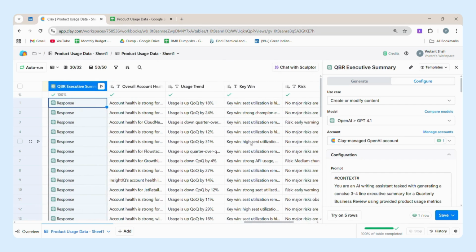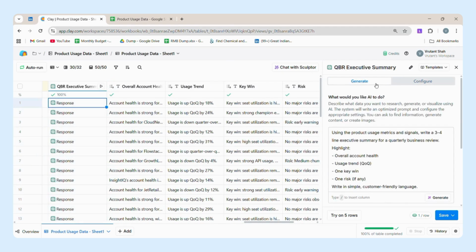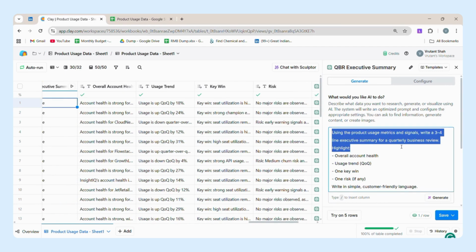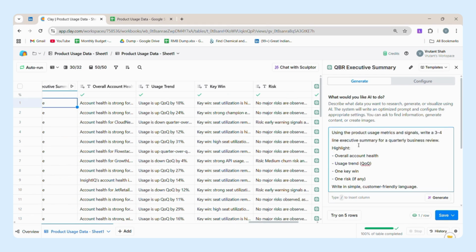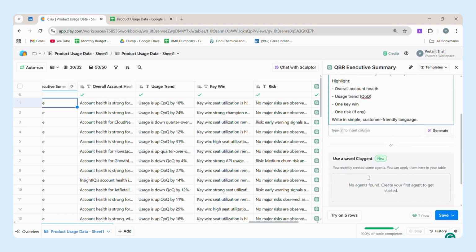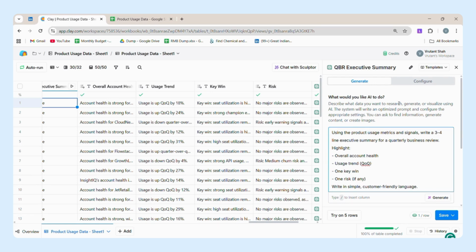So what I've done over here is I have generated a particular prompt. I've asked Clay's AI to help me write a 3 to 4 line executive summary wherein it highlights the overall account health, the usage trend, what is one key win for that account, and what is one risk. Now, these are pointers that can be helpful for creating the QBRs. The most important aspect over here is not to limit yourself to just these. These are just an example that I'm showing, that we can cover these 4 topics in the QBR, but there can be more that you can cover to make the reporting more robust.